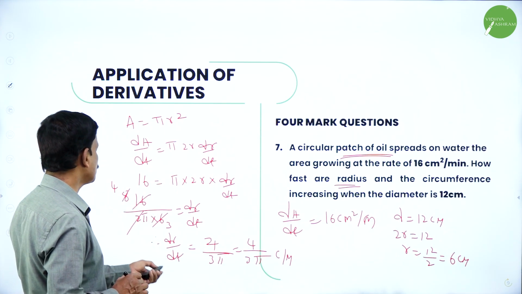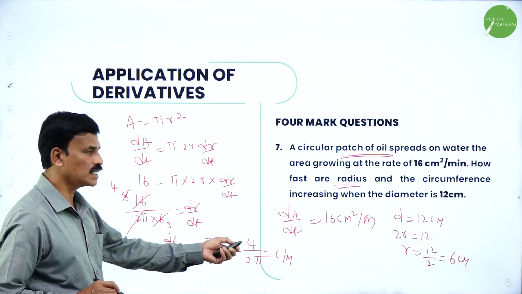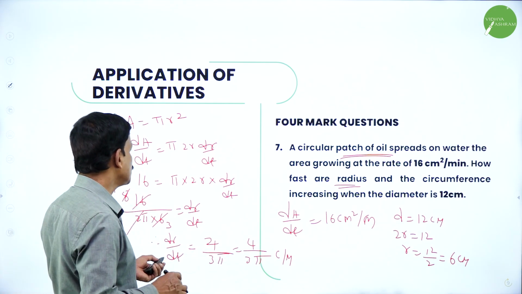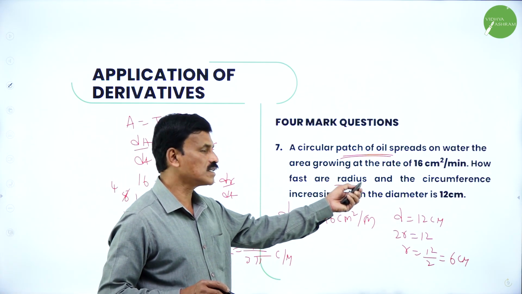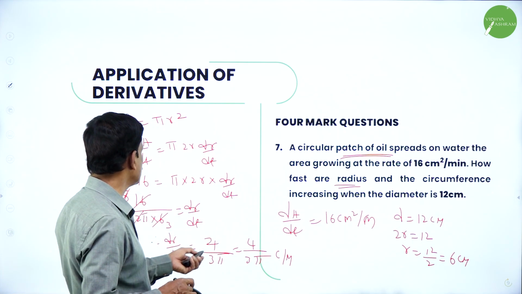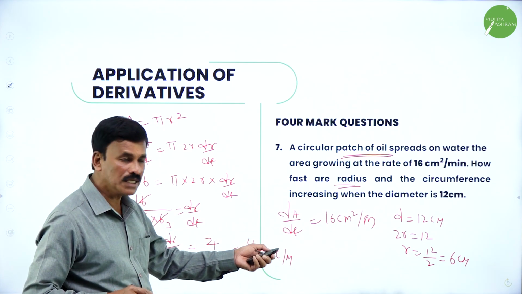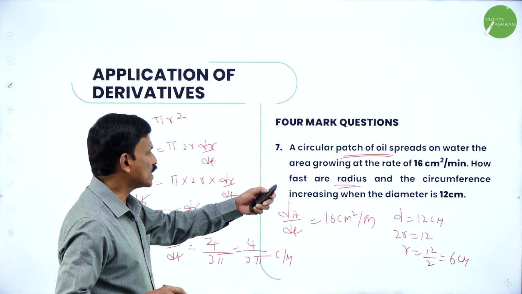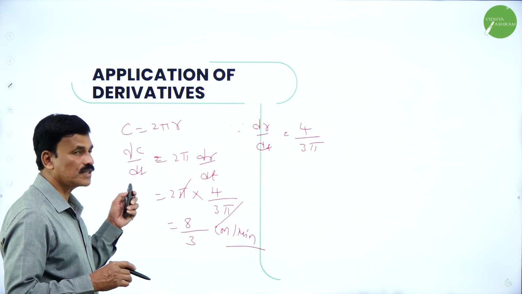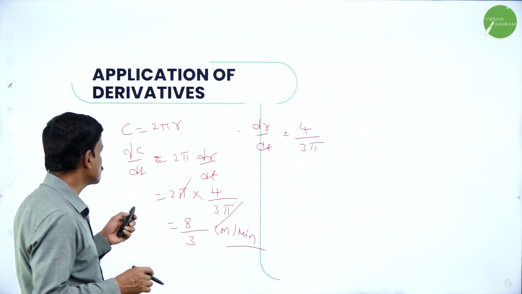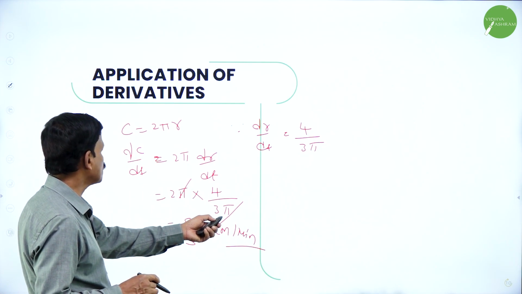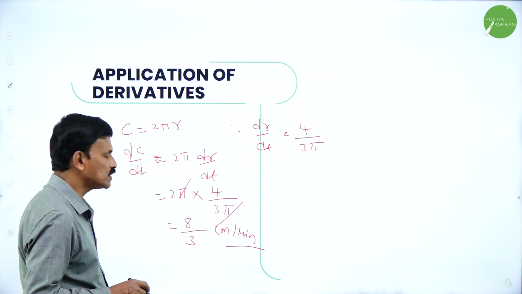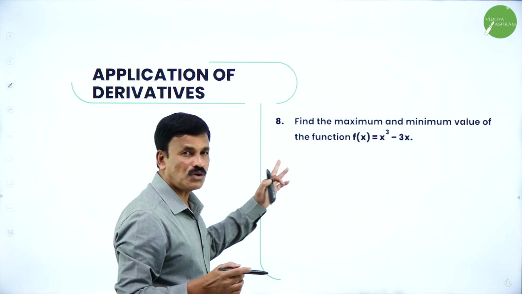First find out dr by dt is equal to 4 by 3 pi centimeters per minute. Find out dr by dt, just how fast the radius changes means dr by dt is equal to 4 by 3 pi centimeters per minute. And the circumference is 2 pi r, differentiate with respect to t, 2 pi dr by dt is known, substitute and you will get 8 by 3 centimeters per minute. That's it. Now move on to the next problem.